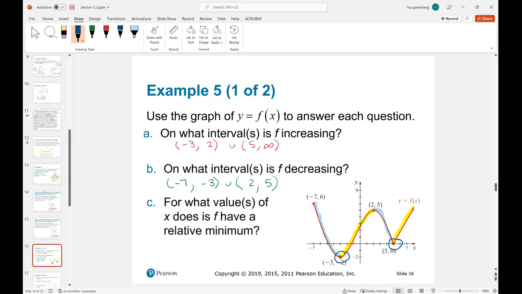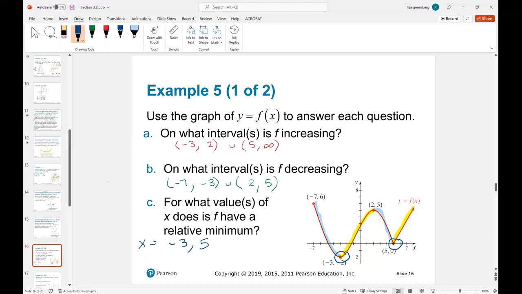the value is, and it says for what values of x. So I just want the x value. So I say -3 is one x value and 5 is another x value. And this is not an interval. These are two different x values, okay?